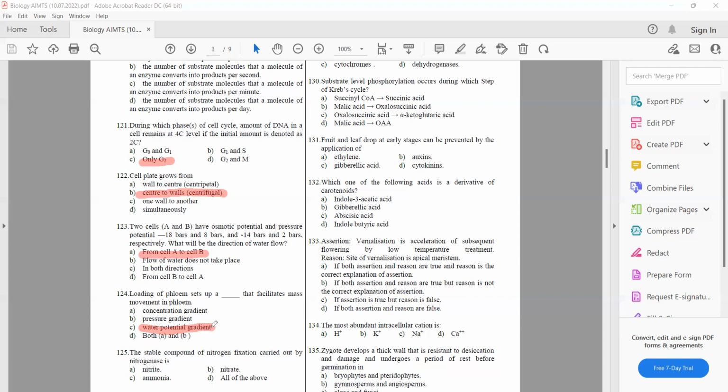125, the stable compound of nitrogen fixation carried out by nitrogenase is. This comes under biological nitrogen fixation. The nitrogenase enzyme is responsible for catalyzing the conversion of atmospheric nitrogen to ammonia. So obviously the stable product will be ammonia. Next question.